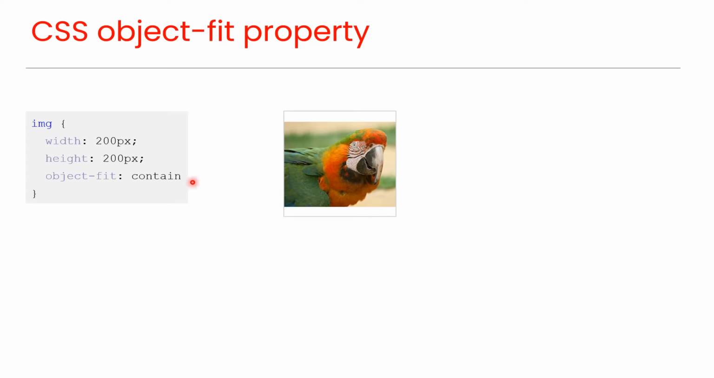As you can see in this code, we have specified object-fit: contain for this image, which takes care of the image distortion by maintaining its aspect ratio while scaling it to fit inside the container.